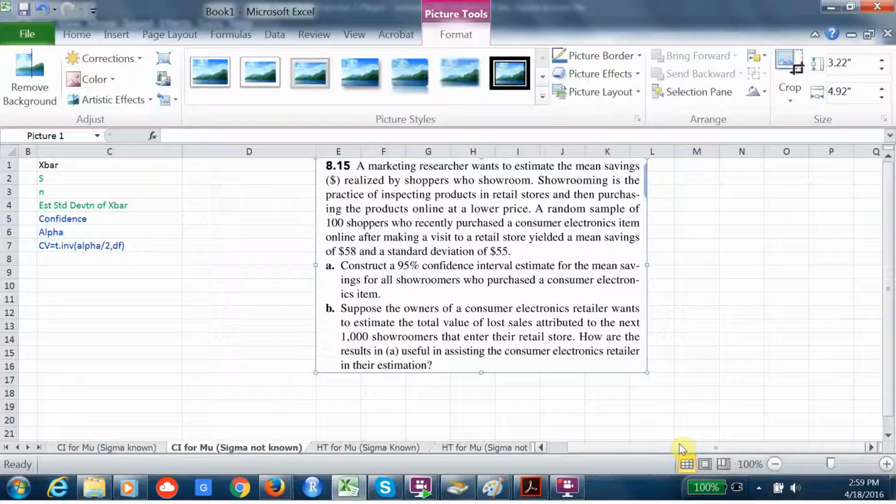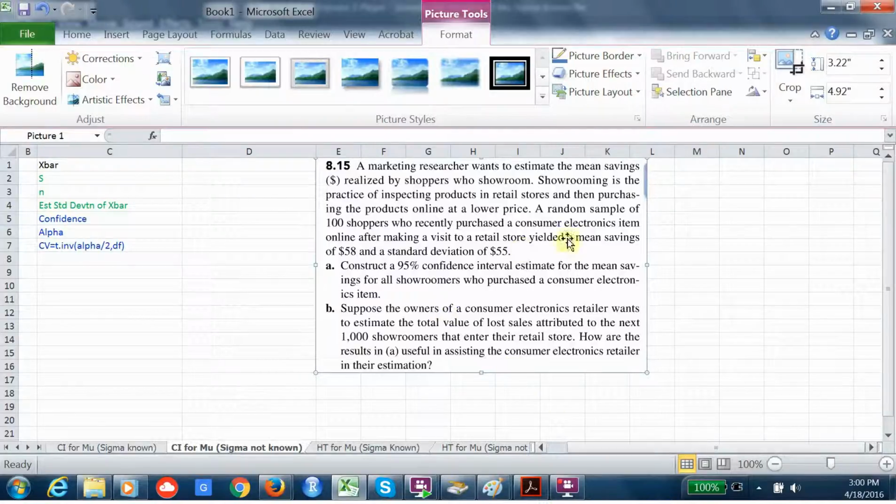Okay, so this guy wants to figure out how much he's losing, the average amount of money he's losing per customer. So this first part's important. A random sample of 100 shoppers who recently purchased a consumer electronic item online after making a visit to a retail store yielded a mean savings of $58 and a standard deviation of 55.